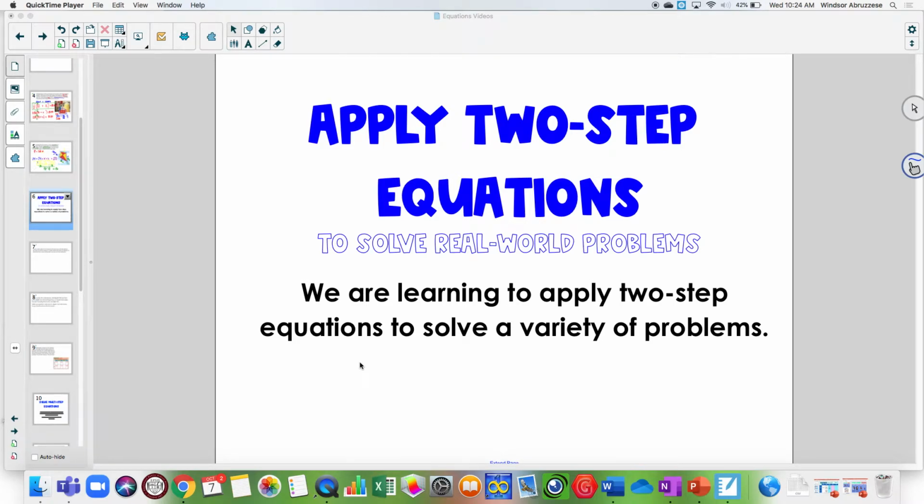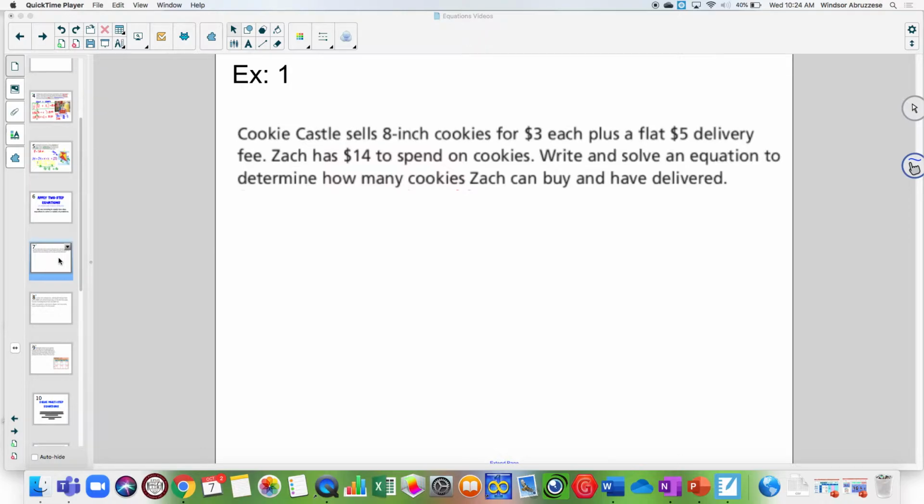Everyone. In this next lesson, we're going to apply two-step equations to solve real-world problems. So we're going to take everything that we've learned so far about two-step equations and apply it to real-world situations. The learning goal is we are learning to apply two-step equations to solve a variety of problems. Let's take a look at example number 1.